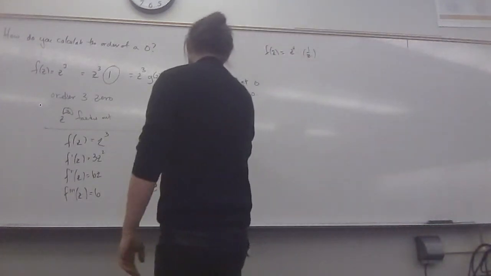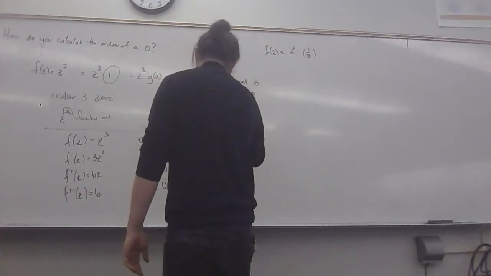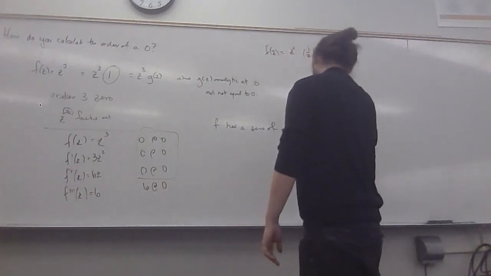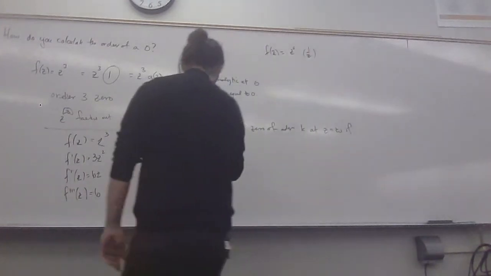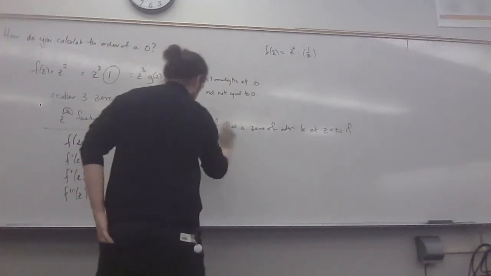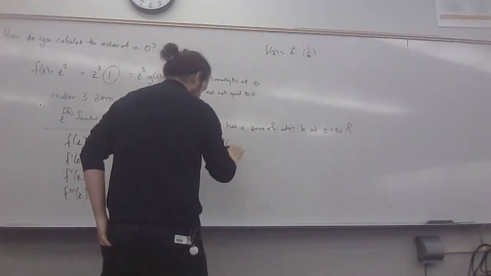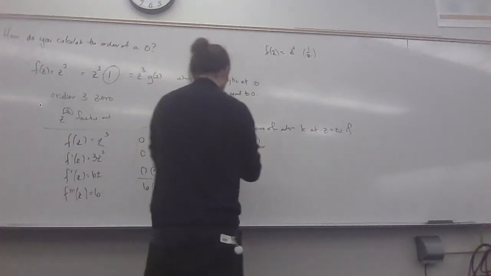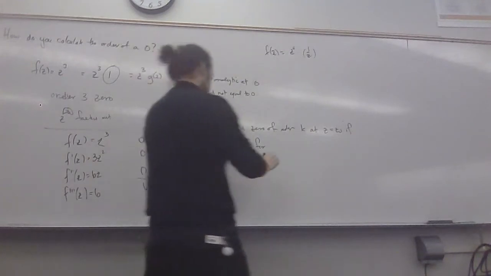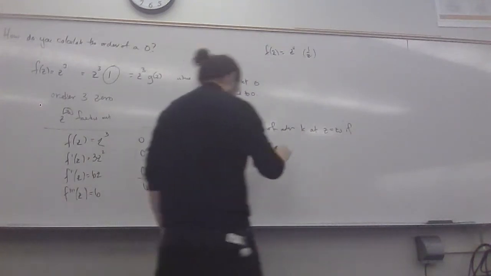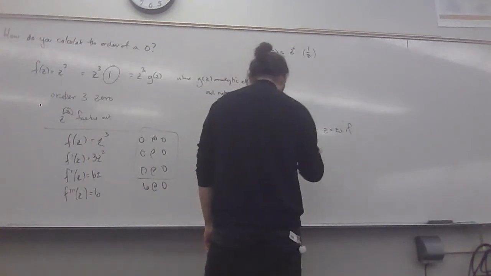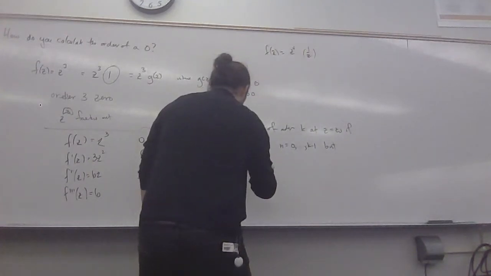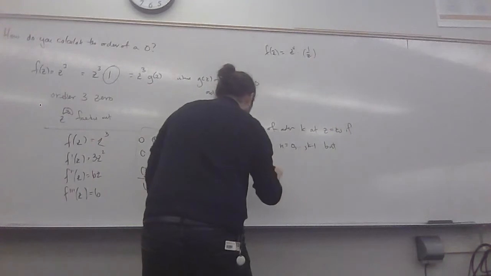So if f has a zero of order k at z is equal to z naught, then the nth derivative of f at z naught is equal to 0 for n running from 0 up to k minus 1, but the kth derivative of f at z naught is not 0.